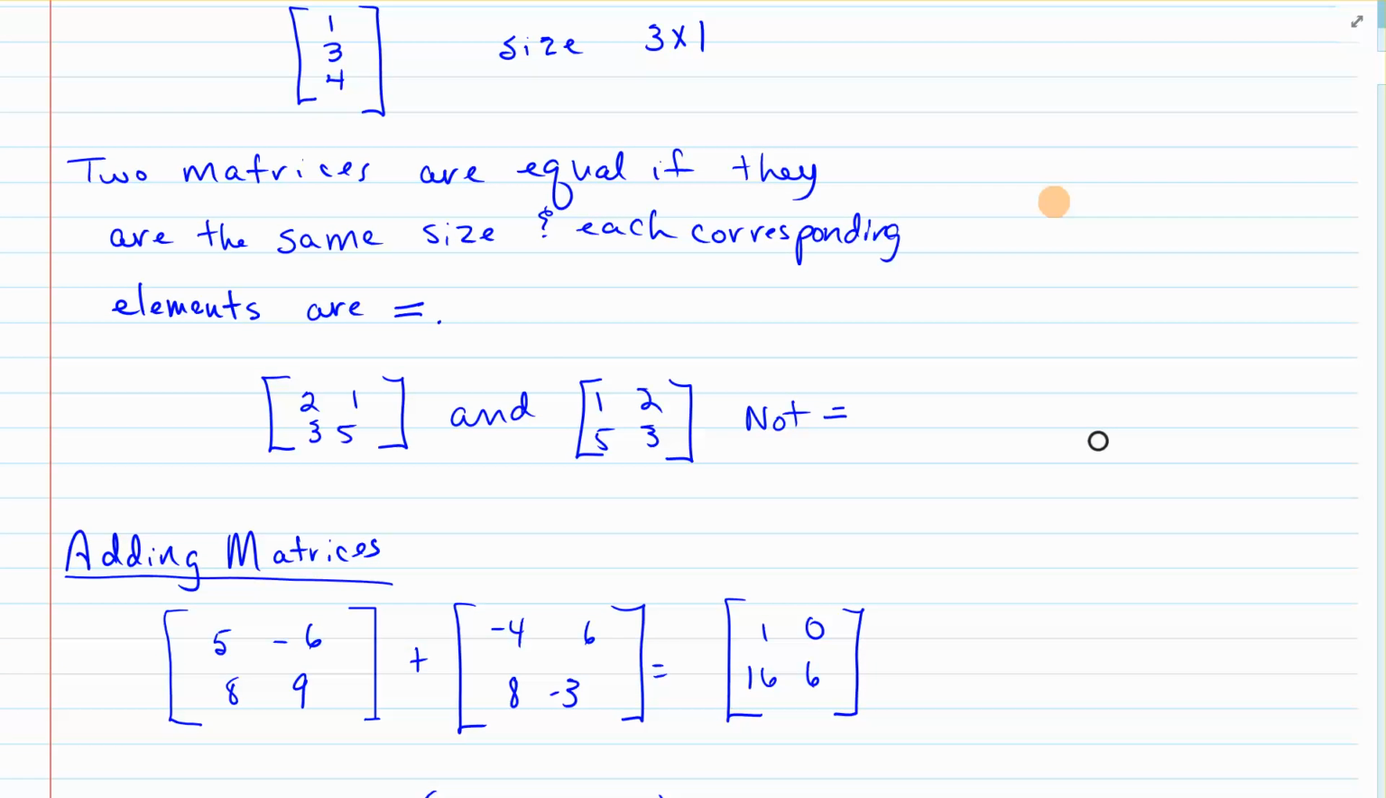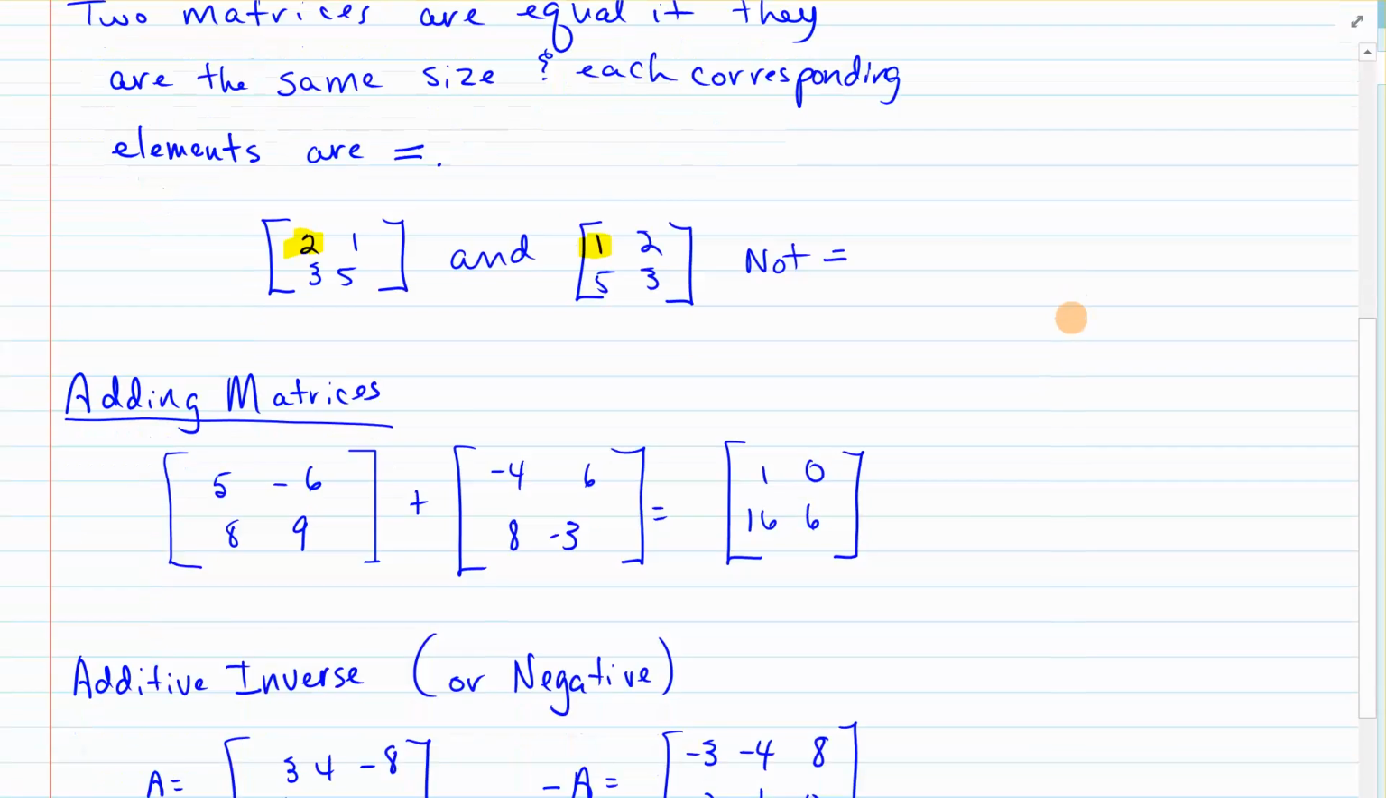All right, if we are looking at these two matrices, they do have the same elements in them, but note that they are in different positions. What we're talking about is that the element in this position has to be the same as that one. In this case, that isn't true, so these are not equal matrices. The elements have to be the same and in the same position.